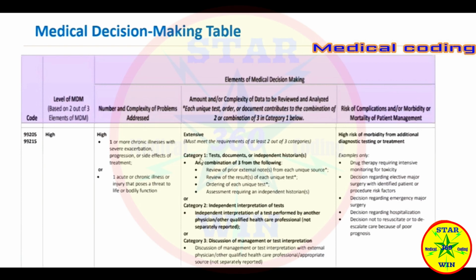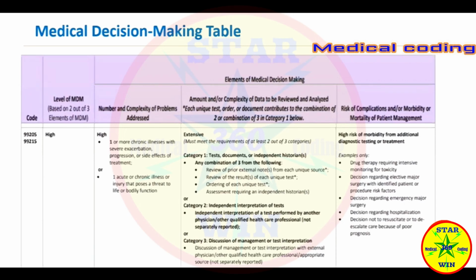Category 1, same, we need 3 points to satisfy category 1, or category 2, independent interpretation of tests. We already had a look at that. And category 3, discussion of management or test interpretation. So out of these 3 categories, we need at least 2 categories to satisfy extensive data.